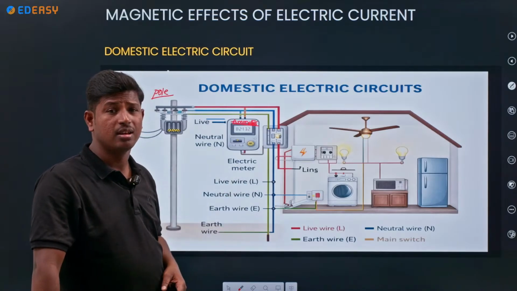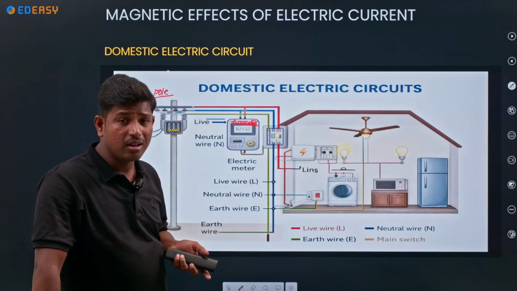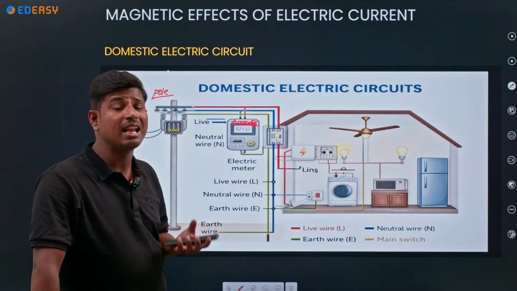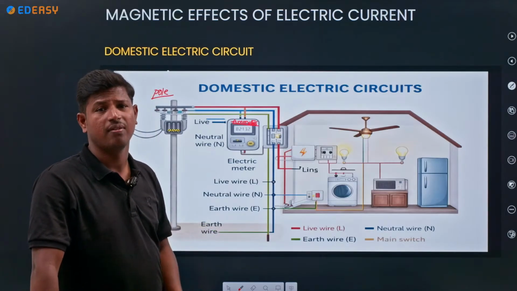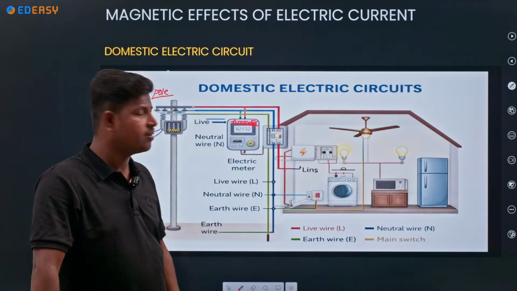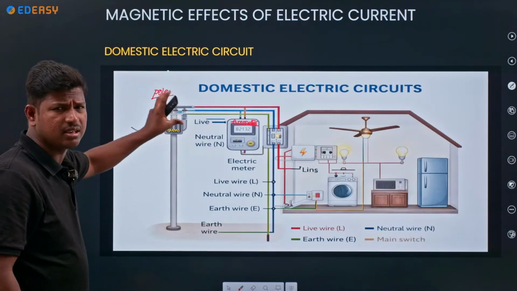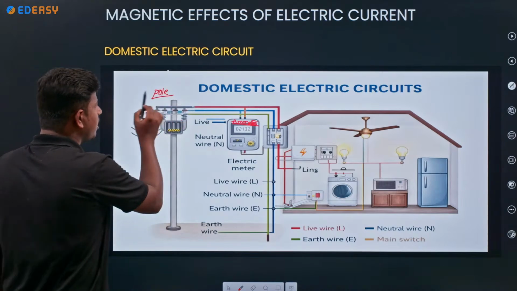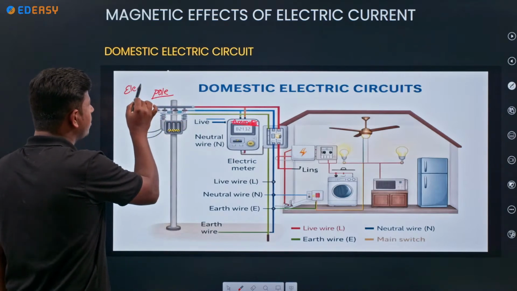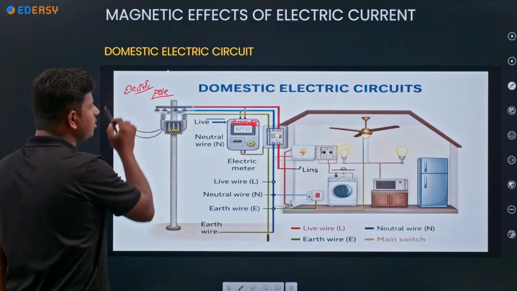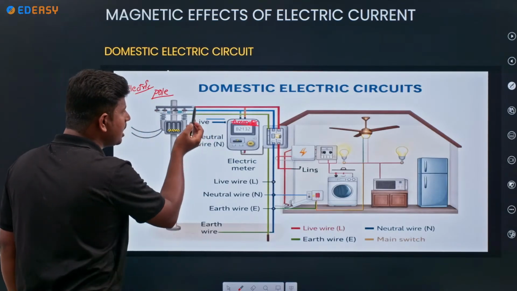Meter. Because without a meter, how would we know how much electricity is required for us? Right? So, look at the diagram. If you follow the diagram, it will be very easy. See, we take an electrical pole. From the electrical pole, where it passes, how many lines are there?